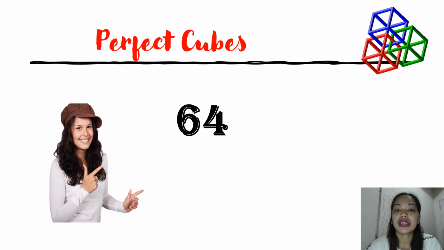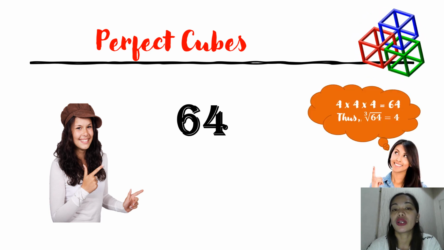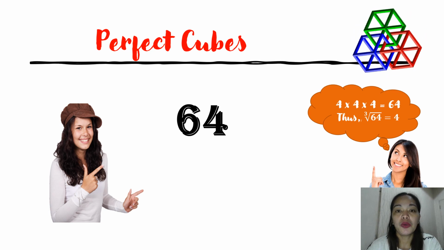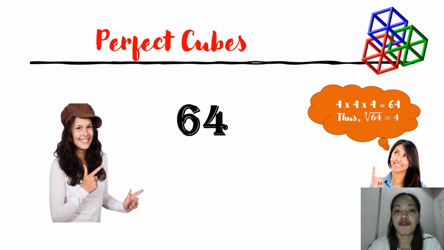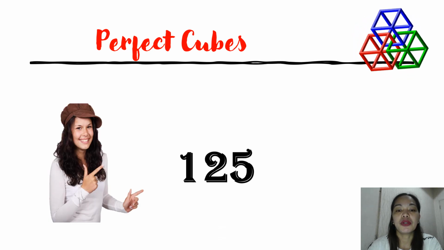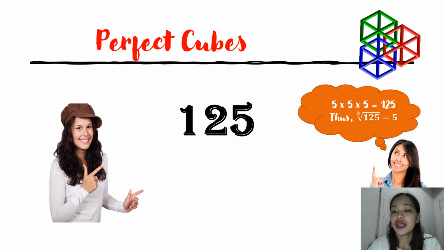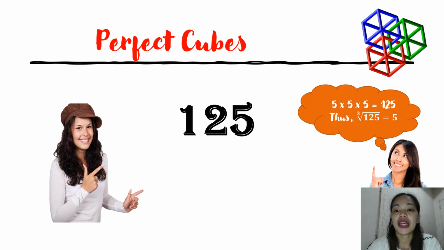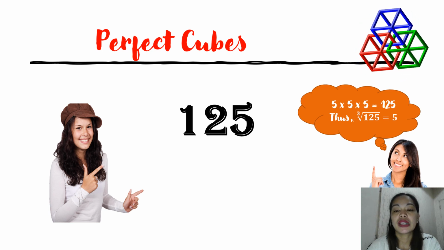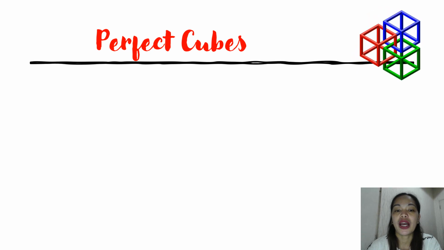Another example is 64. Why? Because 4 times 4 times 4 is equal to 64. So, the cube root of 64 is equal to 4. Another example is 125. Why? Because 5 times 5 times 5 is equal to 125. So, the cube root of 125 is equal to 5.